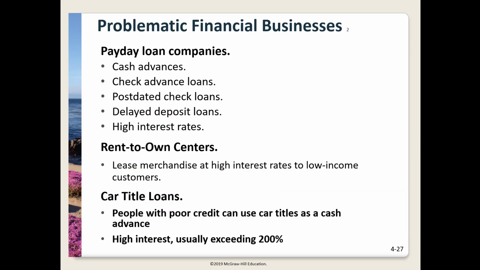More problematic, desperation level options. Payday loan companies, cash and check advances, very high interest rates. Rent-to-own centers, very high interest rates. Car title loans, do I need to explain this one? Very high rates. The maximum loan in Tennessee and Mississippi is $2,500.